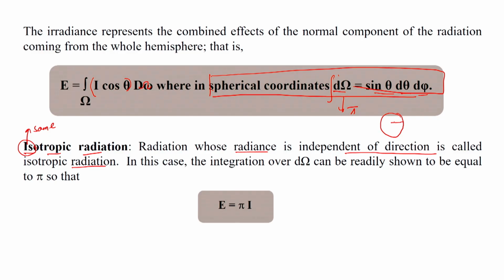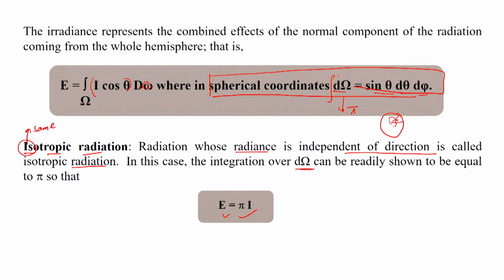So just remember this was theta, and theta is calculated in radians, and then pi will come here. In that case, the integration over d omega can be readily shown to equal pi, and E is given as pi I. So this is the case for isotropic radiation.